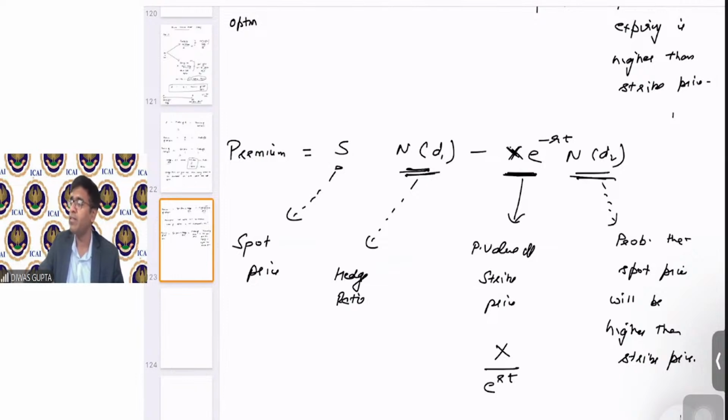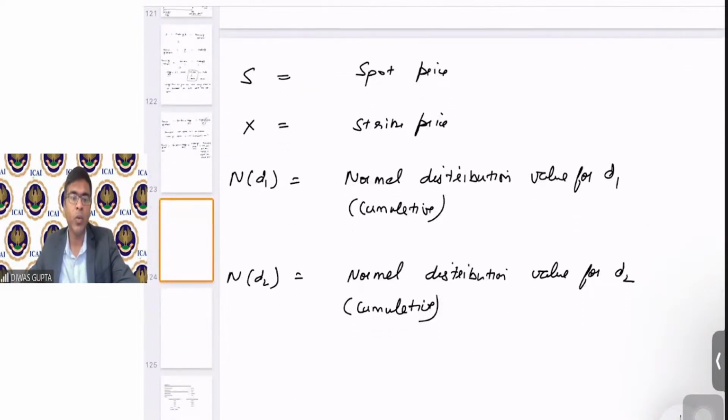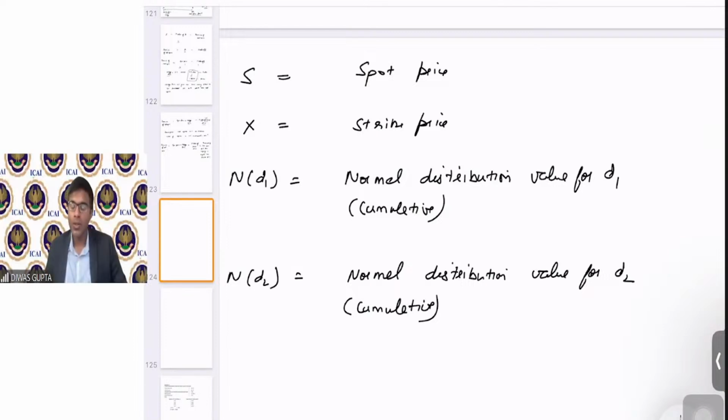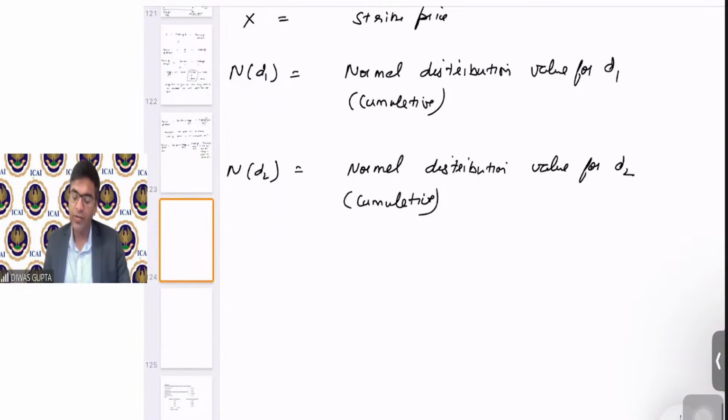This is only applicable with respect to case 2. Yes, Shruti. I have just used case 2 to explain the Black-Scholes model for valuing a call option. I was explaining here ND1 and ND2. So ND1 is actually the normal distribution table value for D1, and this is a cumulative one. Okay. And ND2 is for D2.